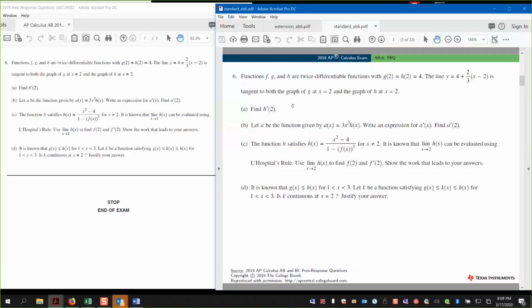In part C, we have another new function defined, h, and we know that the limit as x goes to 2 of h of x can be evaluated using L'Hopital's rule. So this is a little twist here. We need to use that fact in order to find two values, f of 2 and f prime of 2. And then in part D, we're given an inequality involving g and h, and another inequality involving a new function k, another new function. We need to determine whether k is continuous at x equals 2. Wow. There ought to be about 27 points here.